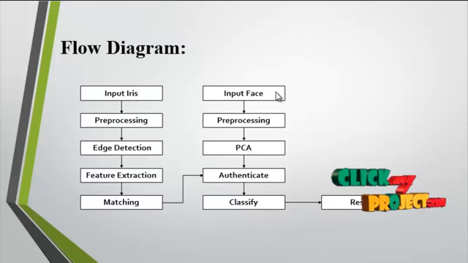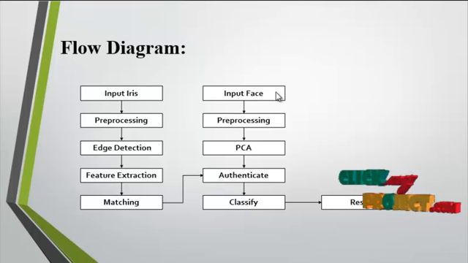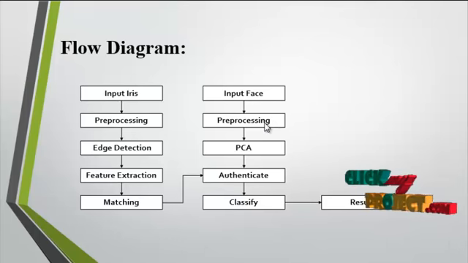Then simultaneously we get an input image of face data which is taken from the dataset. Then the face image undergoes pre-processing. In this pre-processing also we use the Gaussian filter. This Gaussian filtering is applied to remove the noise from the image. The pre-processed image then undergoes PCA.